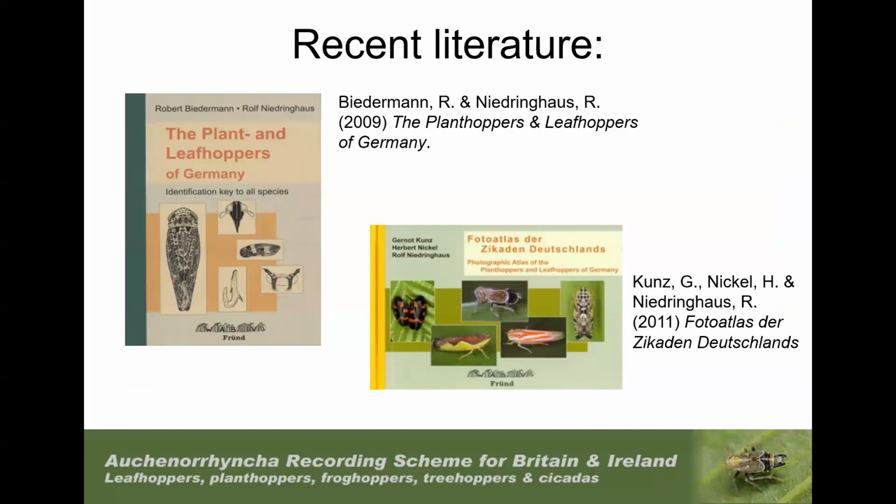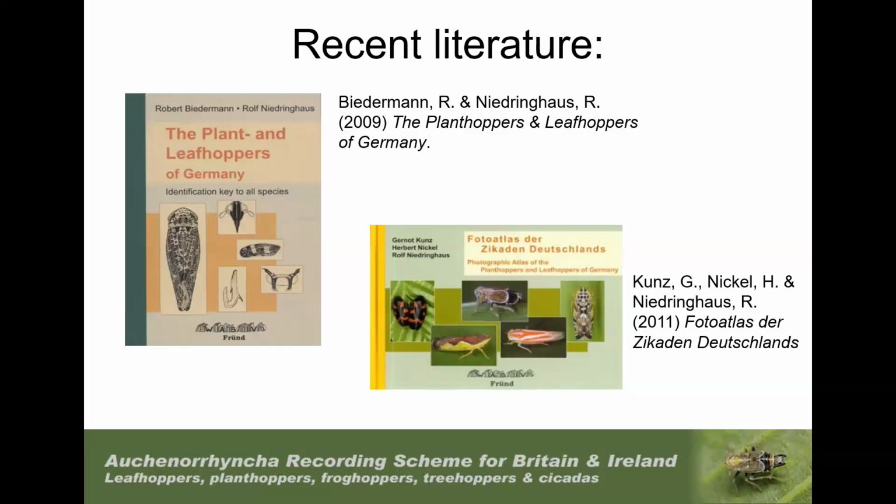What happened more recently is that our German colleagues produced this very substantial tome, The Planthoppers and Leafhoppers of Germany, originally in German, but we persuaded them to translate it into English, which is very kind of them. And this, I think, has now become one of the standard sources of identification literature for the species in this country as well. Because, of course, there's a huge amount of overlap between species in this country and those in Germany.